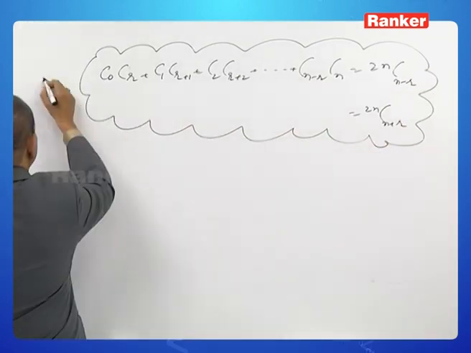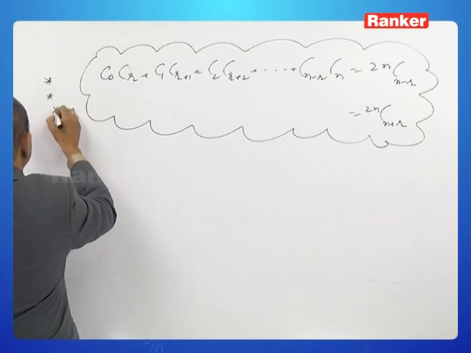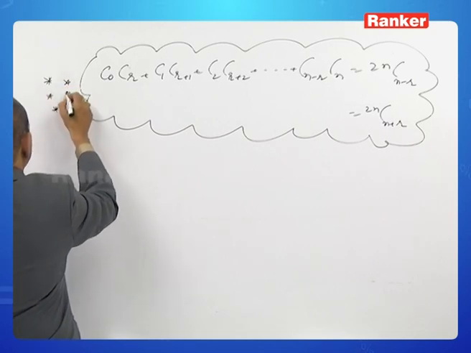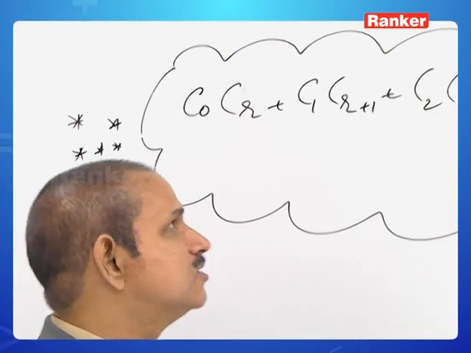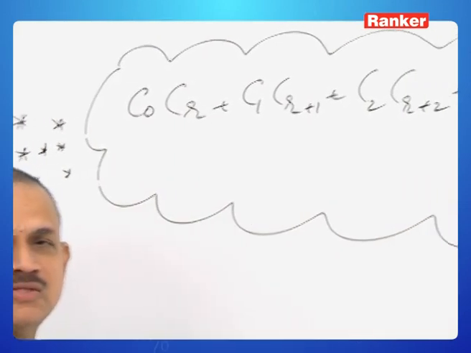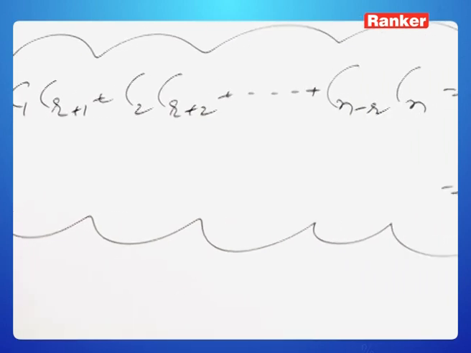Very, very useful, very important also. It's a beautiful result. C0 into CR plus C1 into CR plus 1 plus C2 into CR plus 2 and so on, etc.